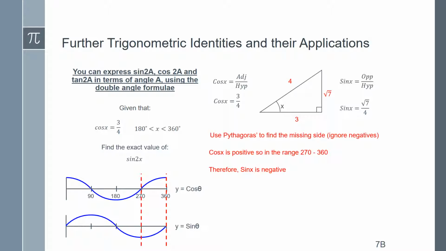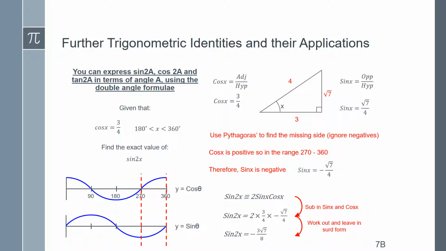So therefore sine x is negative. So sine x is minus root 7 over 4. Now, using the double angle formula, sine 2x is the same as 2 sine x cos x. Sub in the values we've just calculated, 3/4 and minus root 7 over 4. Work it out and leave it in surd form: minus 3 root 7 over 8.